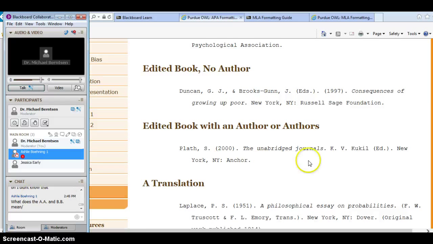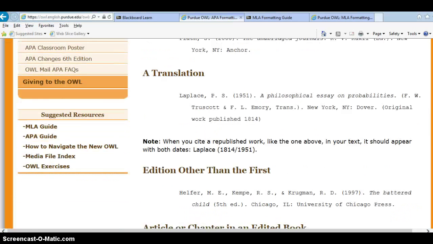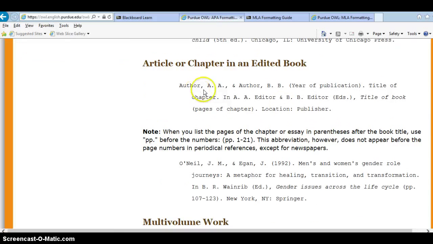Oh, AA and BB just mean their initials. So for example, here where it says author, comma, AA, they just mean last name, comma, first initial, second initial. So for example, here we have O'Neill, comma, J., period, M., period. That's what the AA, BB stands for, just their initials.